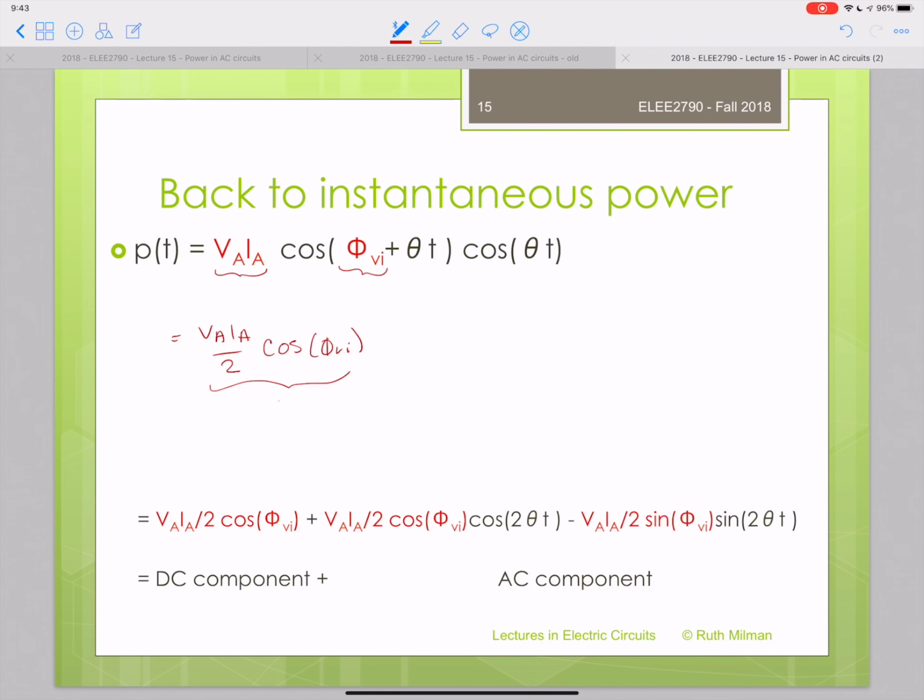We're going to call that constant P, and that is going to multiply by 1 plus the cos of 2 theta t, and then we subtract off VA IA over 2 times the sine of that phase shift, and multiply that by sine of 2 theta t. We're going to take the second constant that we have here, we're going to call that Q. P is just our average power, and it's calculated in watts.